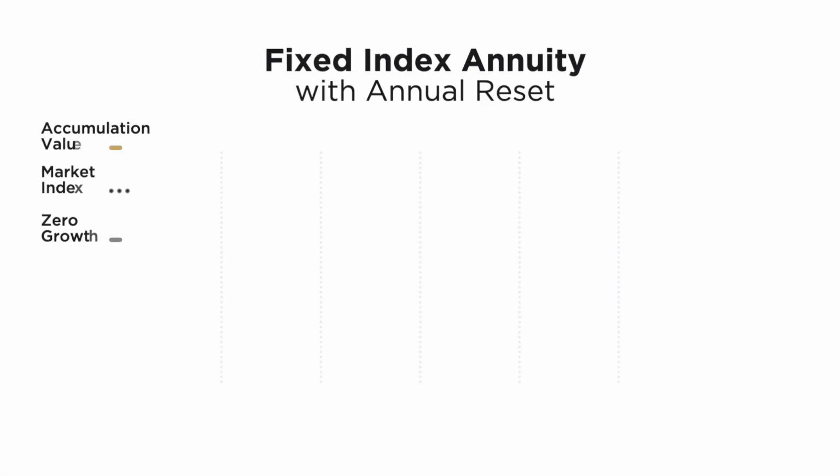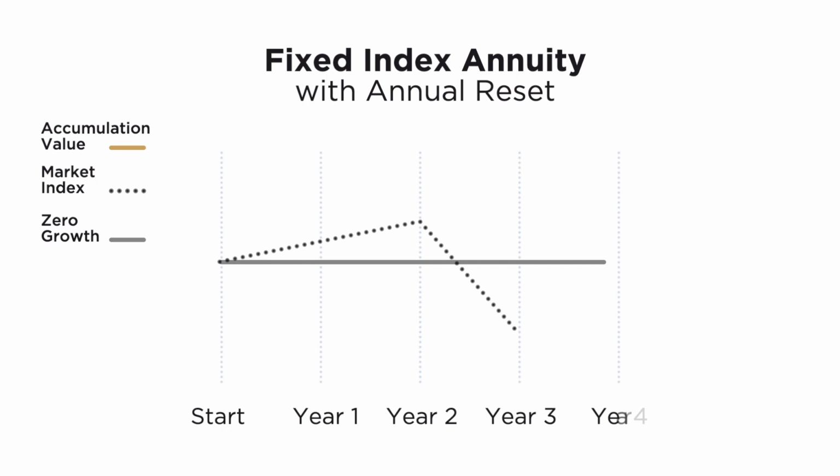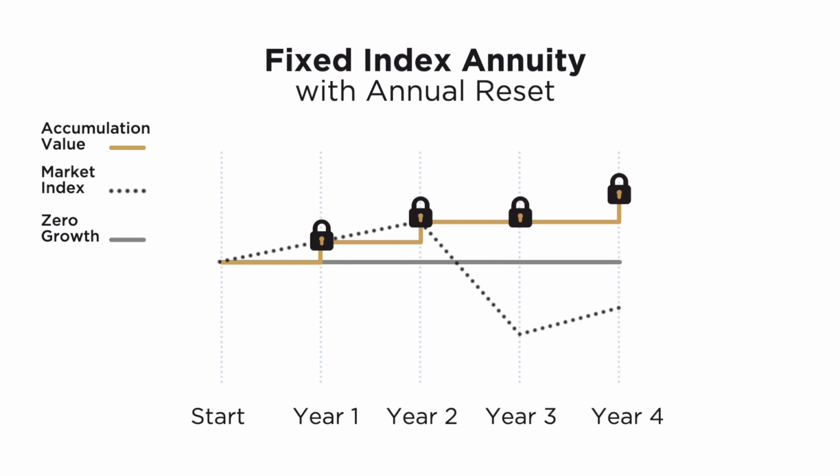Fixed index annuities have what is called annual reset, meaning on the yearly contract anniversary date, the gains are locked in. If we compare this annual reset to bonds, the S&P, or a CD, one can quickly see the power of having an investment that can never go down in value. You lock in gains and lock out losses.